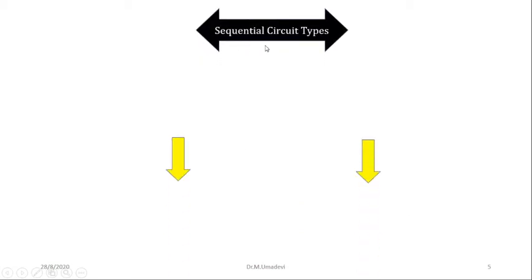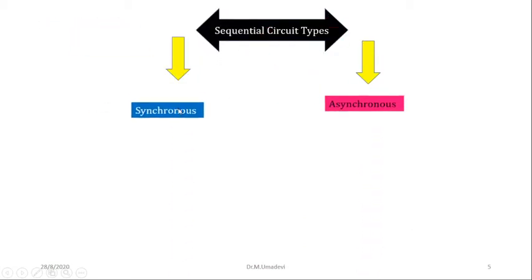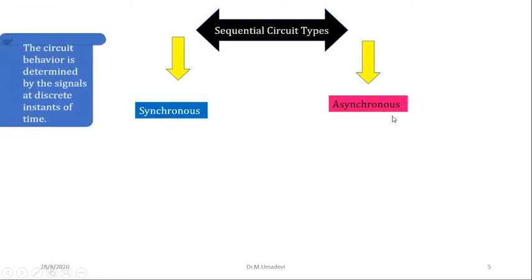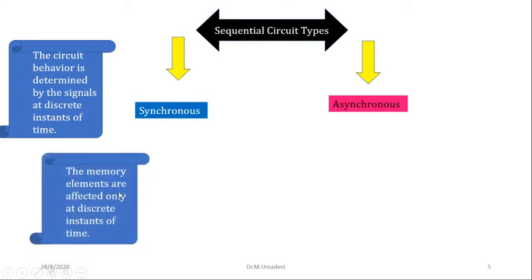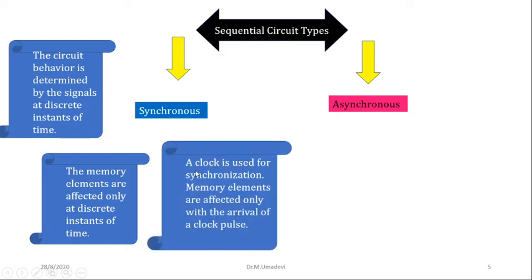Then sequential circuit types. There are 2 types. One is synchronous and another one is asynchronous. What is synchronous? A circuit behavior is determined by the signals at discrete instants of time. The memory elements are affected only at discrete instants of time. A clock is used for synchronization. Memory elements are affected only with the arrival of clock pulses, and these 3 belong to the synchronous sequential circuit.